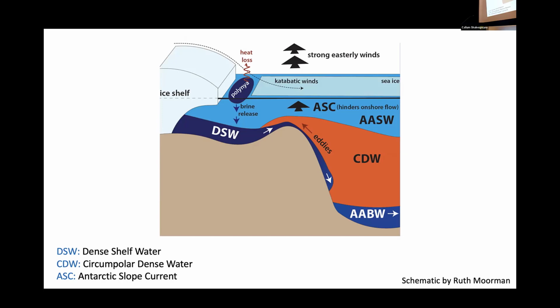So there's no easy way for that circumpolar deep water to get up onto the shelf. There's no mean geostrophic flows, and so it's transient processes and small-scale processes that bring that warm water up onto the shelf. So things like eddies, tides, and flow through canyons, which is difficult to model and observe because of the scales involved. So we also have strong easterly winds that blow around the continent. That's all I need there.